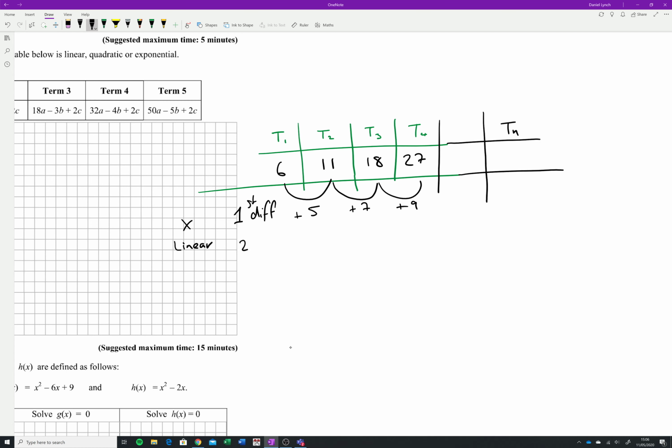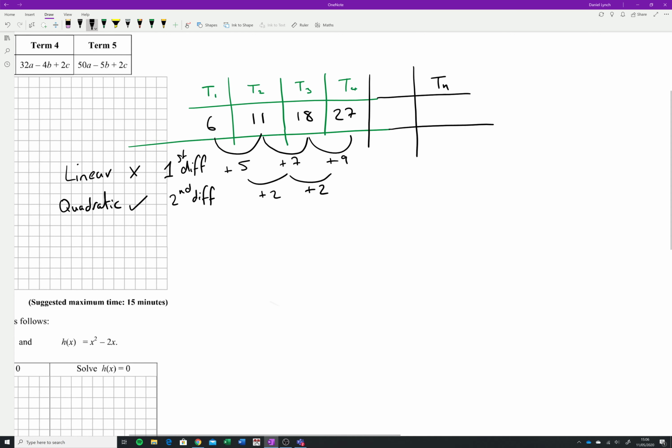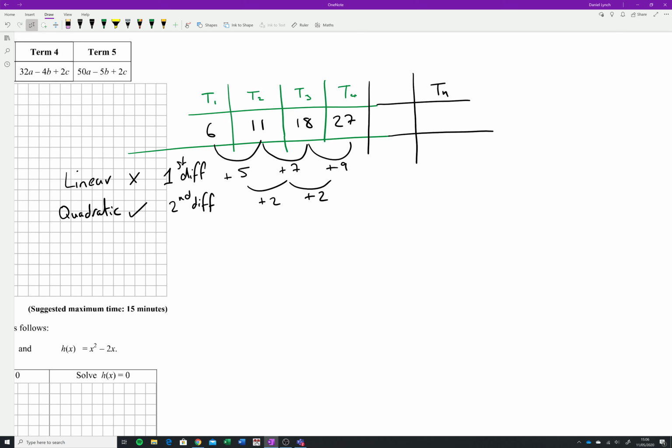But if the second difference is the same, and it is, if the second difference is the same, you're dealing with a quadratic. Okay, so that's what you would be dealing with. Simple as that, to be honest. How would you get the quadratic function? This is what you would do if you remember.